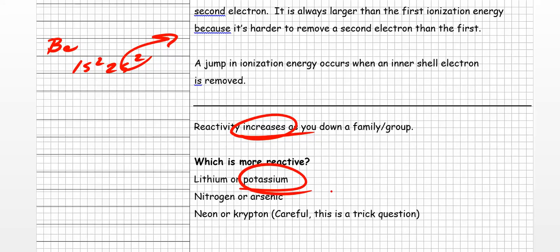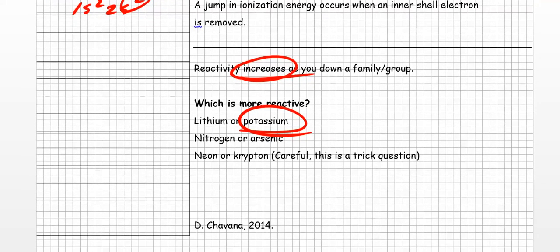Now let's compare nitrogen and arsenic. Nitrogen is number 7, arsenic number 33. How do they compare? Well, arsenic's lower in that family, lower in that group, so arsenic would be more reactive than nitrogen. Now let's try this one, neon or krypton.